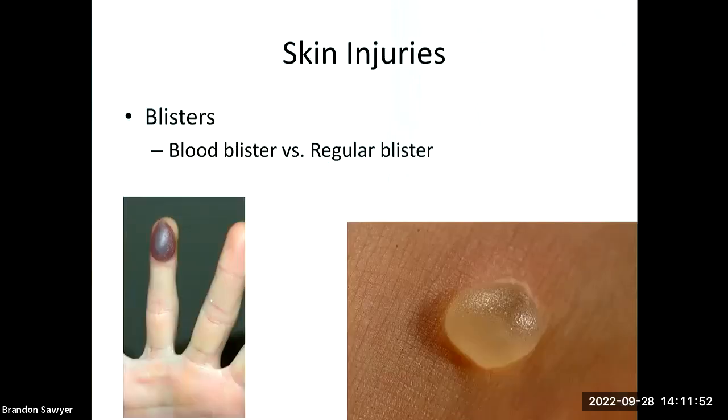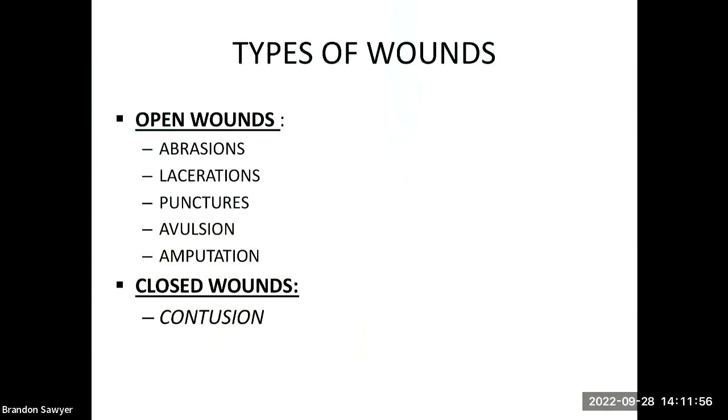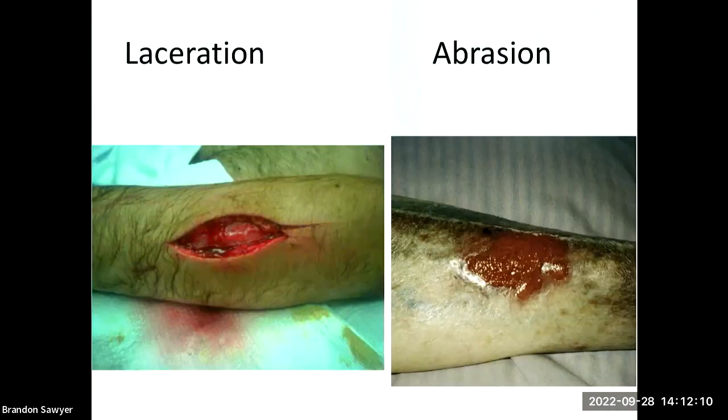Okay, so then we've talked about blisters already, right? We've kind of already dealt with that, so we don't really need to deal with that again. But let's talk about different types of skin wounds here. So we'll talk about each of these. Different types of open wounds: abrasion, laceration, puncture, avulsion, and amputation. And then the closed wound we'll talk about is contusion. Really I just want you to know how to define each of those and what they mean.